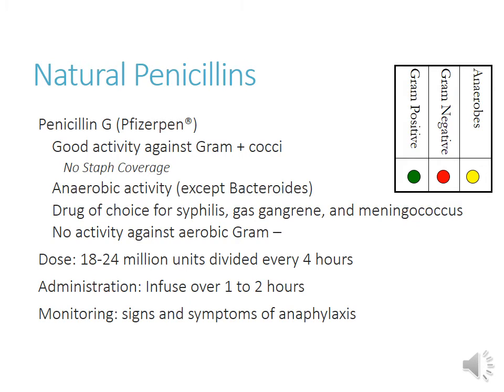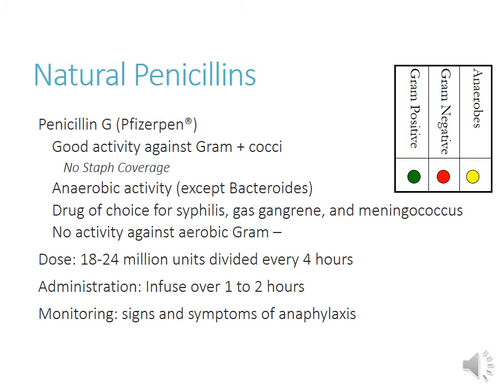So in general, penicillin's a really narrow spectrum antibiotic. It doesn't treat a whole lot of different stuff, but because it's tried and true, it does treat a number of things as a drug of choice, like syphilis, gas gangrene, and even some strains of meningococcus. But notice it has really no activity against gram-negatives.